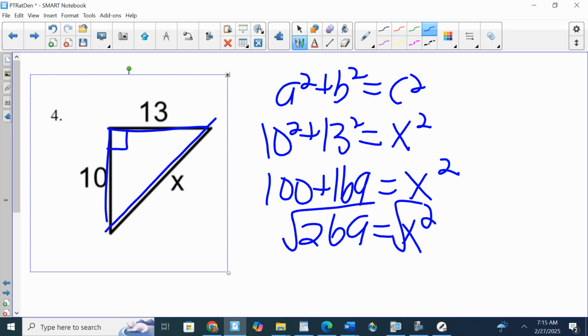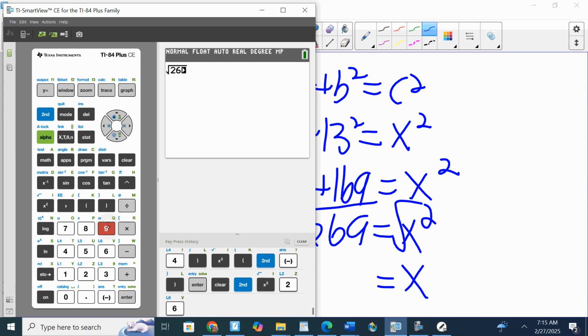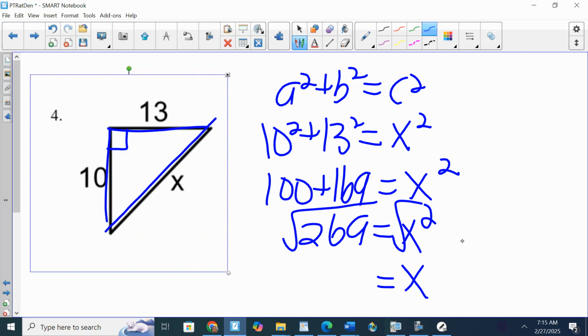Square root. I can't take the square root of 269. It's not a perfect square. If you're not sure, you can always go to your calculator and type in radical 269. It's not. So don't write 16.4. Leave your answer as a radical.